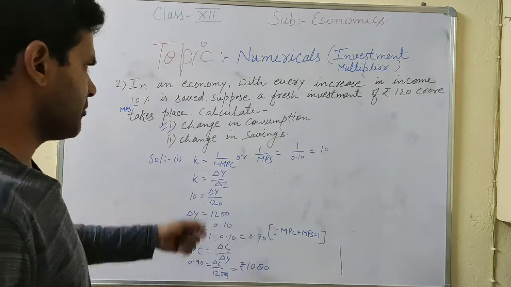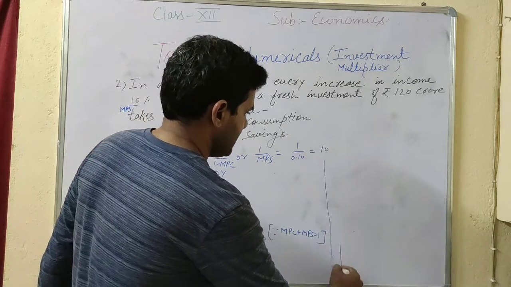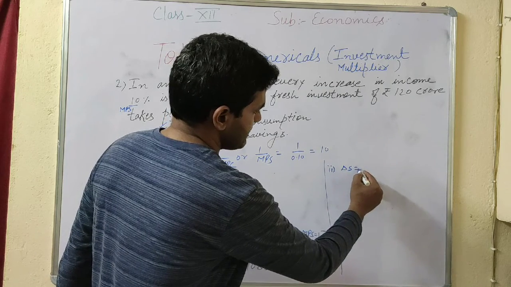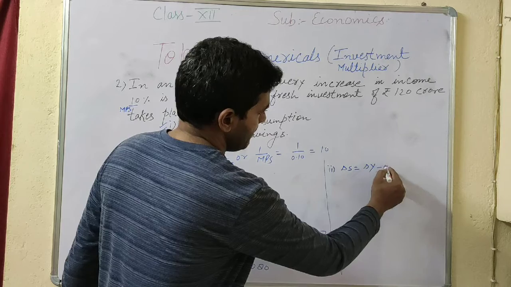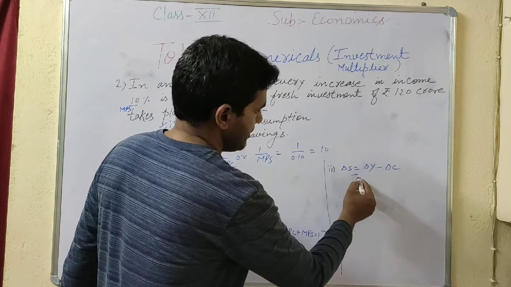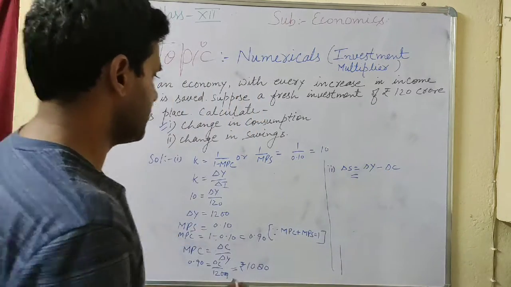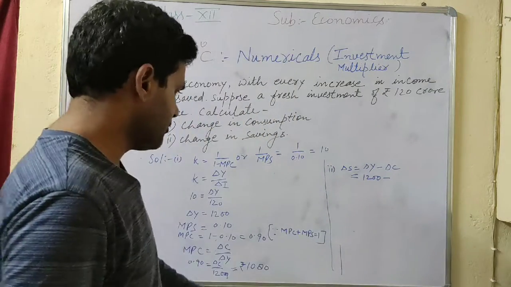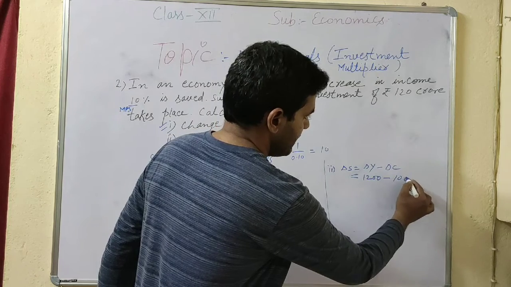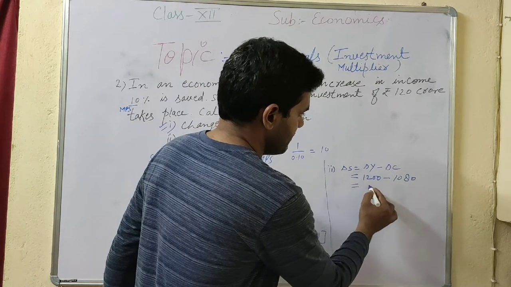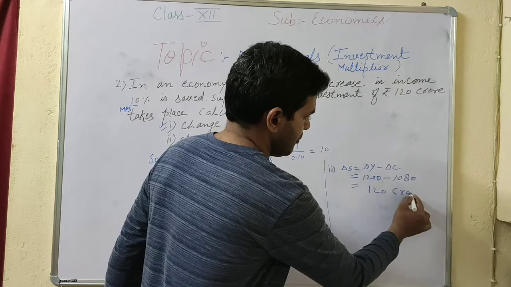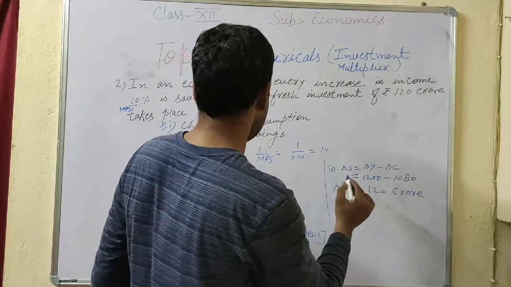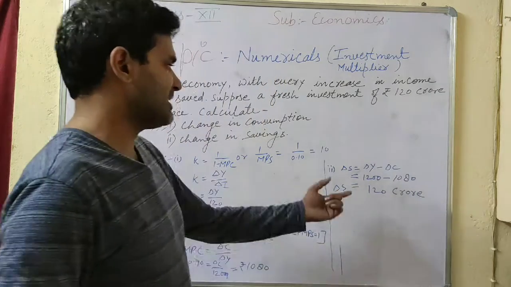Now we can easily calculate change in savings. In the second part, we know that delta S is equal to delta Y minus delta C. These two values we have already calculated. So 1200 is the value of delta Y and 1080 is the value of delta C. So it becomes 120 crore, which is the value of delta S, or change in savings.